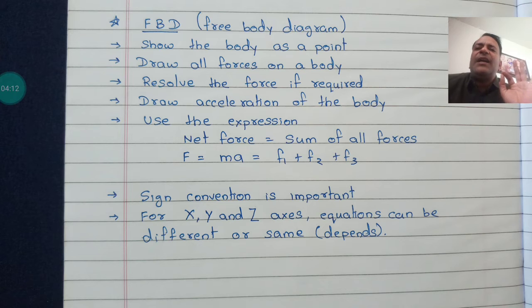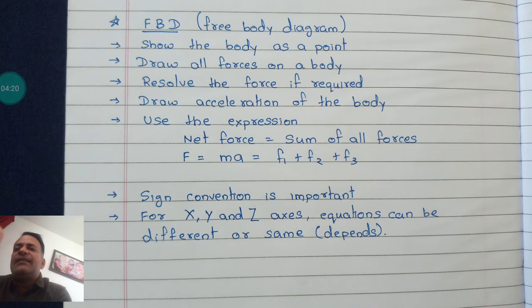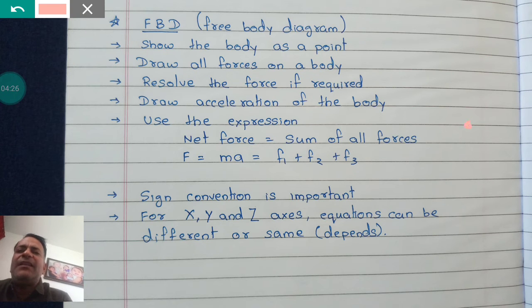Just represent the body by a small point. Okay, just represent the body by a small point. Suppose there is a body and whatever the size and shape is, I represent it by a small point.